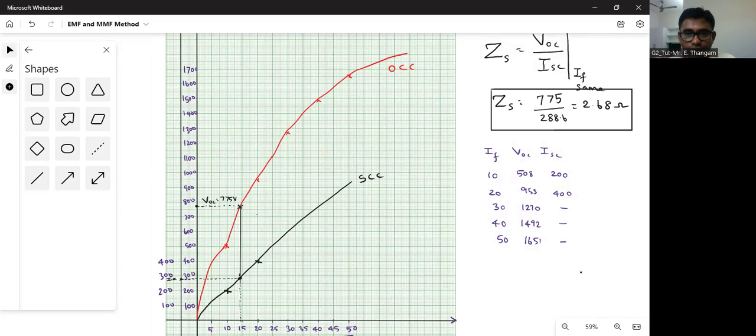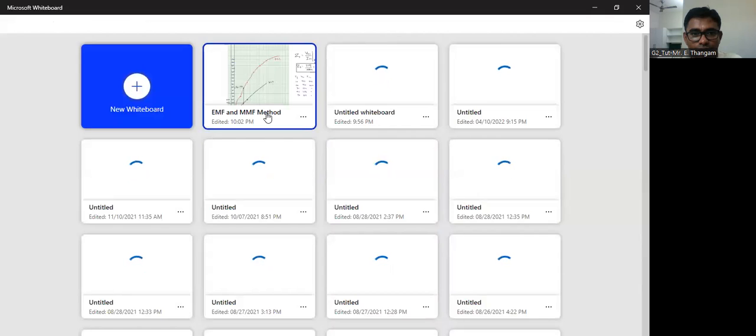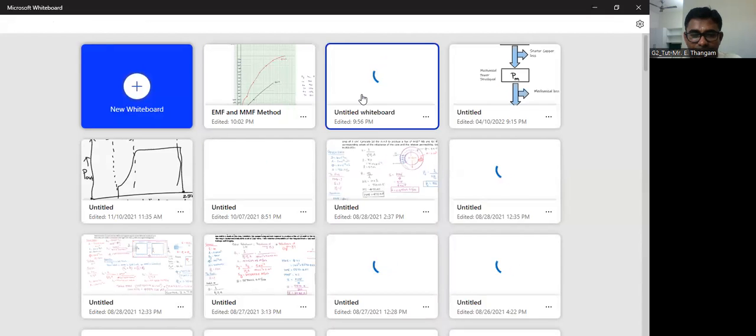Another name for the EMF method is the synchronous impedance method. From the OCC and short circuit characteristics, we are calculating the synchronous impedance value. That is why it is called the synchronous impedance method. So 2.68. Then we'll start solving the problem. As the ZS value is calculated from the graph, the only thing we should do is calculate ZS.